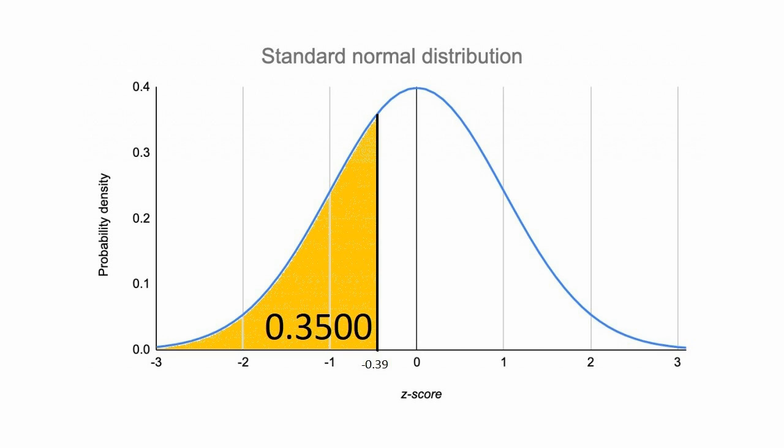I always say you should draw a picture when solving these problems. If you're at the 35th percentile, you should recognize that this is a position to the left of the mean, which would have a negative z-score.